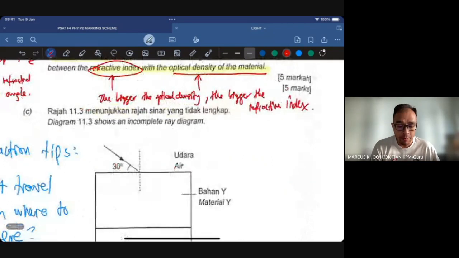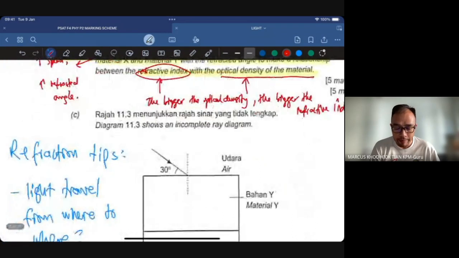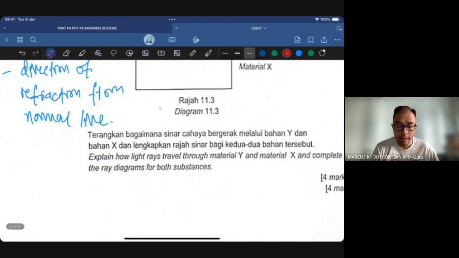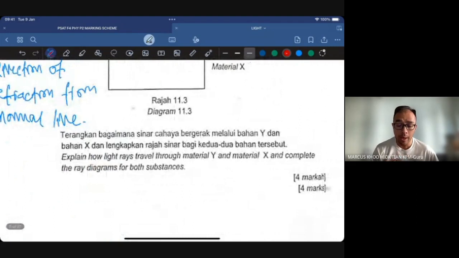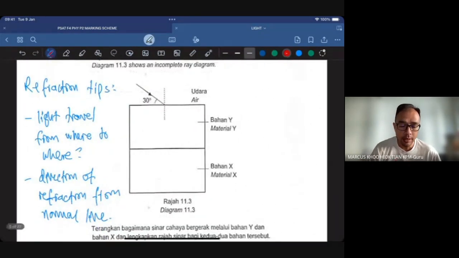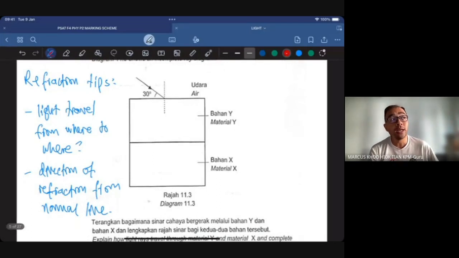11.3 shows an incomplete ray diagram. You have the air and then you put Y and X on top of each other. Explain how light rays travel through material Y and material X and complete the ray diagrams for both substances. I would like to give you this tip: if a question this year asks about refraction, usually they ask how the light travels after refraction. So keep these tips in mind.